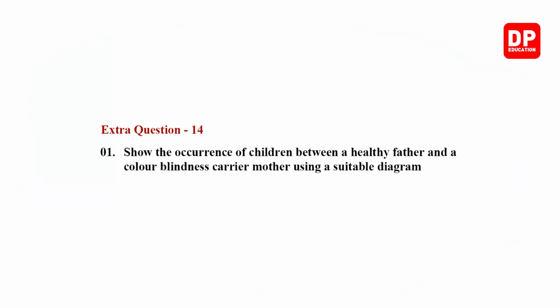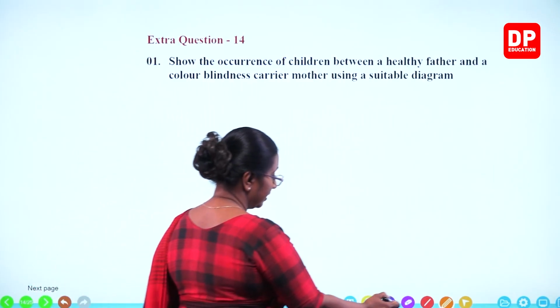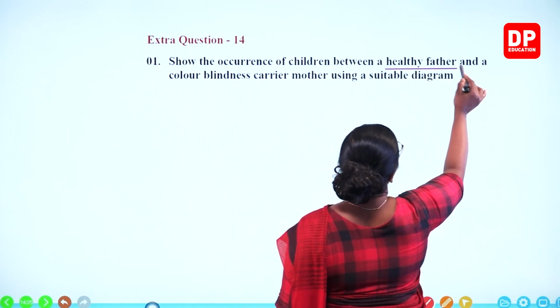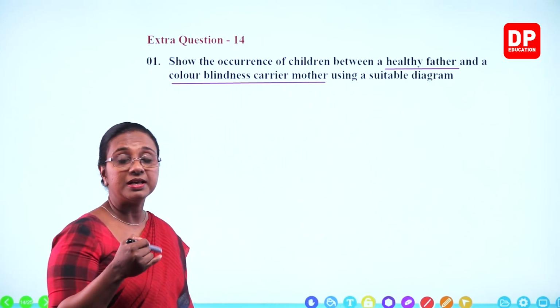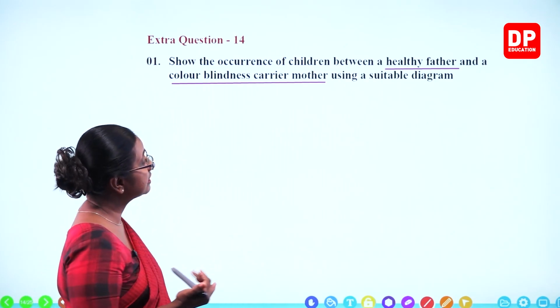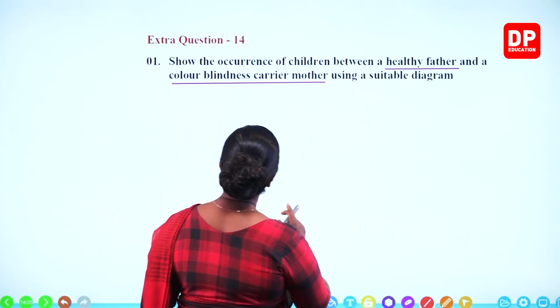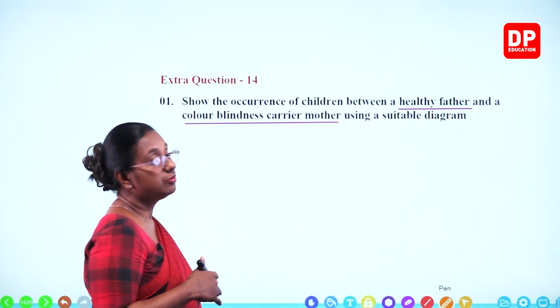Extra question 14. Show the occurrence of children between a healthy father and a color blindness carrier mother using a suitable diagram. Here it is different: healthy father and color blindness carrier mother. Earlier we had the mother with the disease. So here it is the carrier mother. I will use the second method I used before.